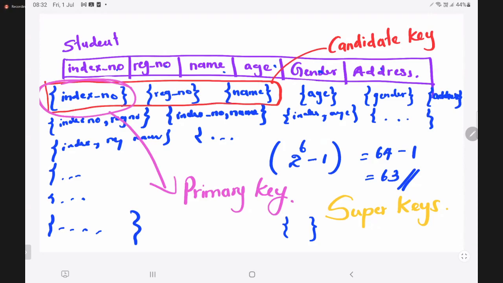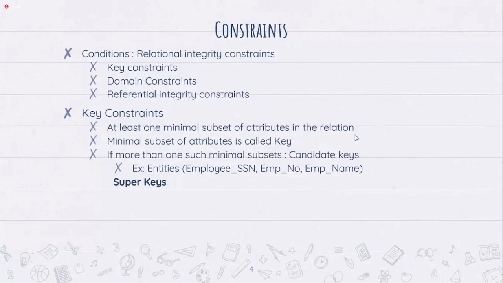So let's move on. At least one minimal subset of attributes in the relation is called a key, you know that. If there is more than one such minimal subset, we call them candidate keys, right? The minimal subsets are the candidate keys, right?